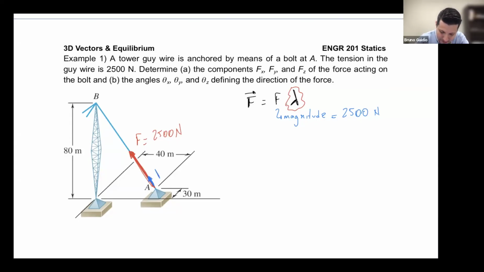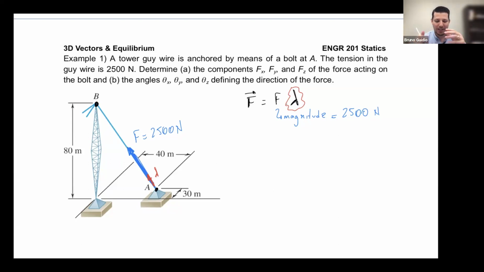What we need to find now is lambda. Sorry guys, I like to keep using the same color, so let me do it again. This is F because I used blue over there, 2,500 newtons. And this is lambda. So we need to find lambda. Right here, I have one point A and another point B. I'm going to use those 2 points to find the unit vector.